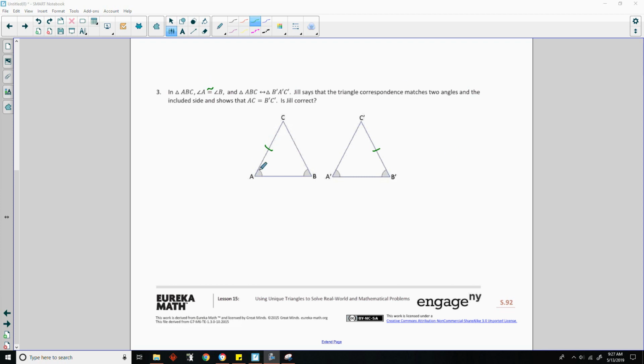Okay, so we're given angle A is congruent to angle B, and we have a triangle correspondence. So that means A corresponds to B'. So therefore angle A is congruent to B'. So I will mark that. A is congruent to B'. Angle B is congruent to angle A'. Angle B is congruent to angle A'.